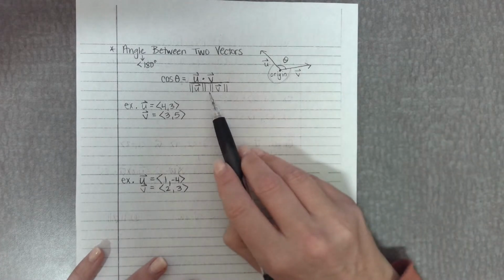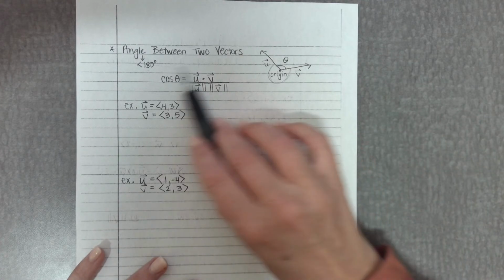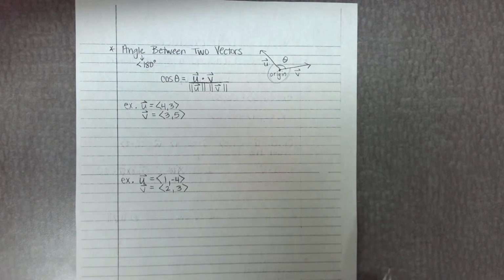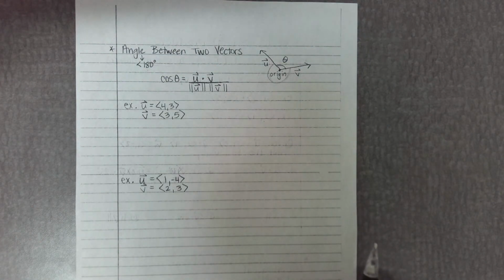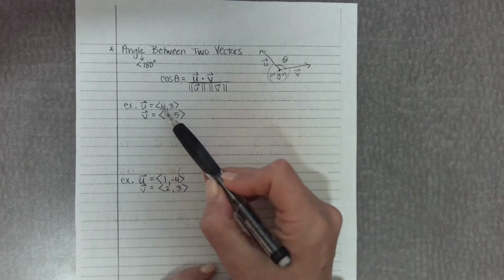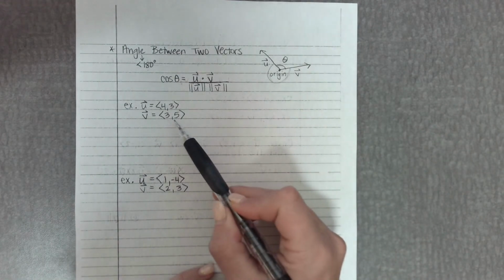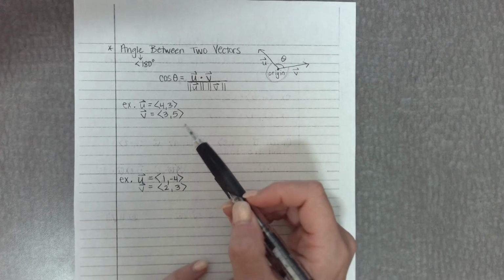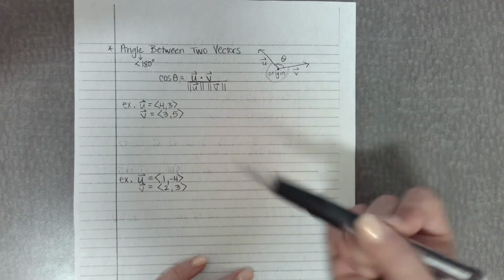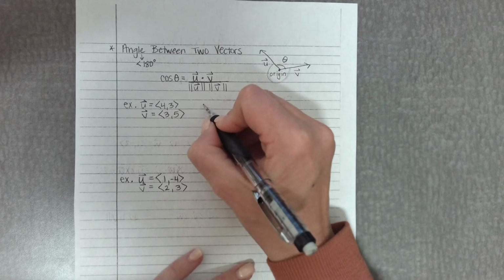Okay, and it is this formula. It's a lot to type in, so you want to be careful that you type it all in correctly and keep 4 decimal places and everything to keep it accurate. Okay, so for the first example, we have the vector 4, 3 and the vector 3, 5. What I typically do is I find the dot product first and get what goes on the top. So let's find the dot product of u and v.